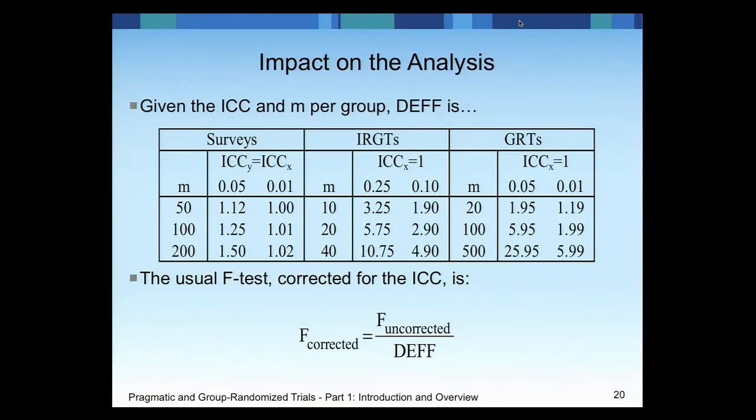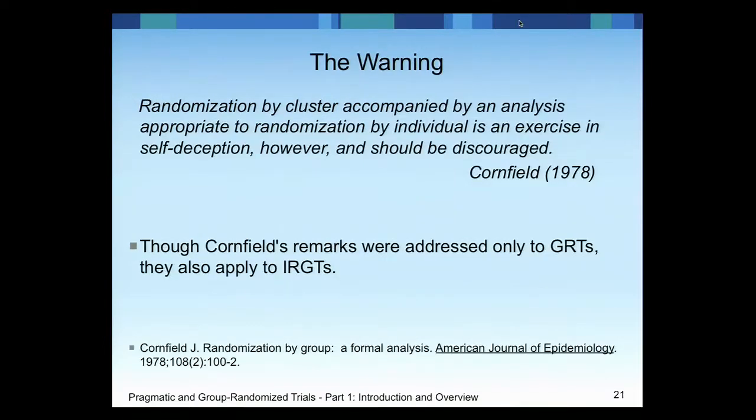The design effect is used to correct an unadjusted F-test by dividing the unadjusted test by the design effect to get the corrected test. And I'm sure that none of you would want to divide your uncorrected F-test by 25 or 26 or even by 6, because it would make it much harder to report a significant effect. So it's very important to take these issues into account so that you're not left with that kind of situation.